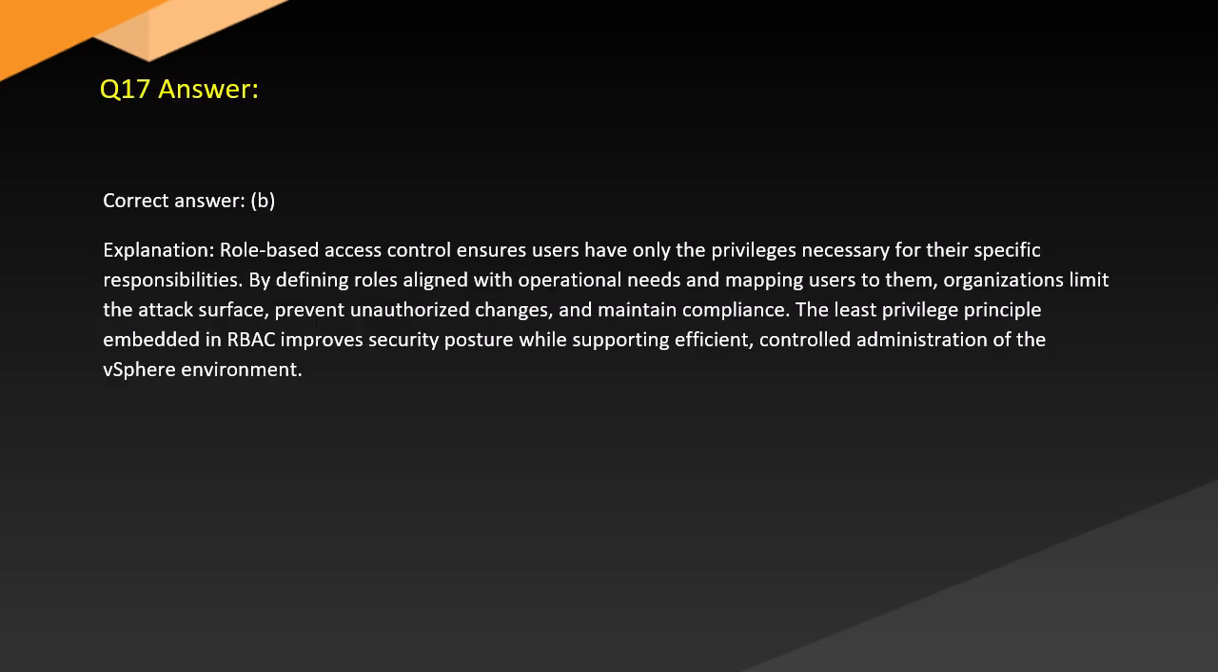Answer. Correct answer. B. Explanation. Role-based access control ensures users have only the privileges necessary for their specific responsibilities. By defining roles aligned with operational needs and mapping users to them, organizations limit the attack surface, prevent unauthorized changes, and maintain compliance. The least privilege principle embedded in RBAC improves security posture while supporting efficient, controlled administration of the vSphere environment.